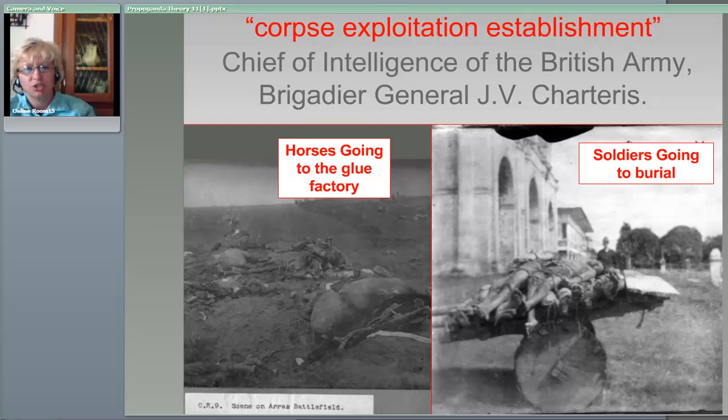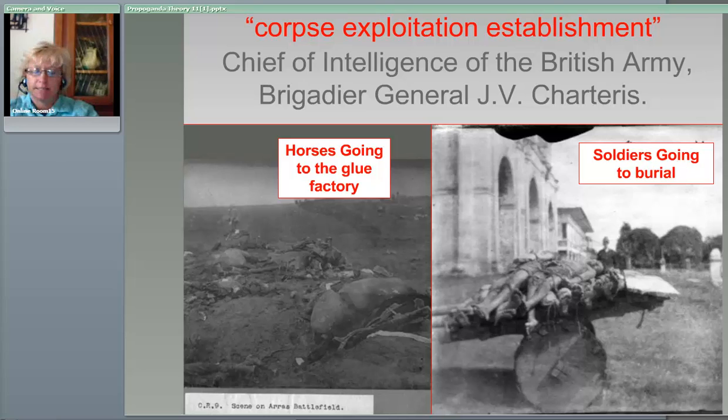So you have this British Army officer, and again, his desire is to really make people dislike the Germans. And so what did he do? He took these pictures. Now notice the picture on the left of your screen was a picture of horses that had fallen, and those horses were going to the glue factory, all right? They were going to use the hooves and things like that in order to create glue for the German armies.